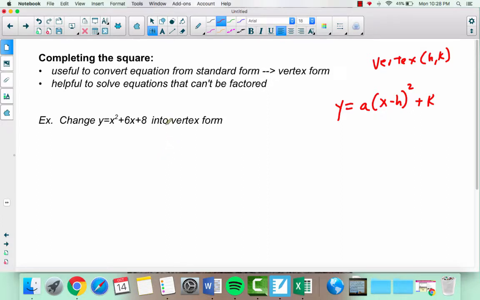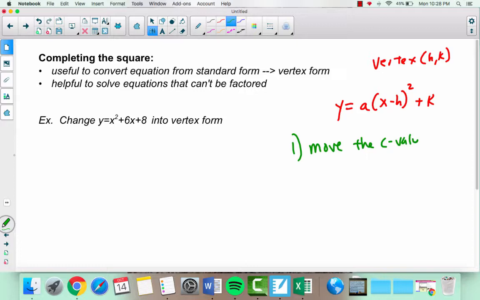To do that, we're going to follow some basic steps. I'll write these down. The first step is to move the c value to the other side. Okay, so we're going to move the c value to the other side. So I'll do that here. So step 1. If I subtract 8 over to the other side, I'm going to get y minus 8 equals x squared plus 6x. Okay, so that's step 1.